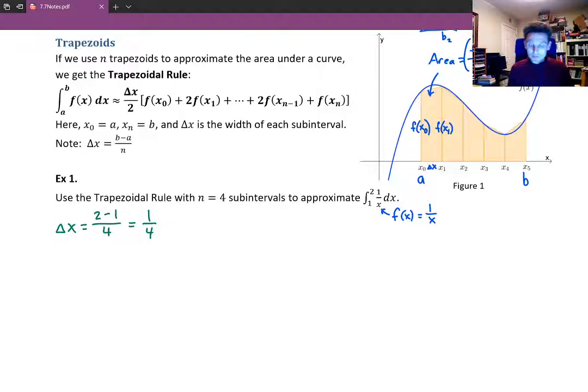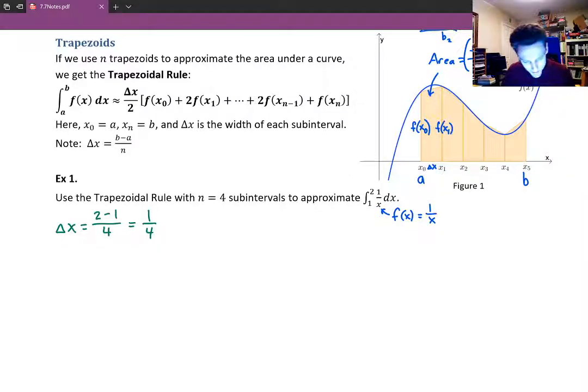Now what we're going to do is try to find all of the function values at the various x values, at the x values that divide up our interval into subintervals. But to do that, we need to get those x values first. And now that we know the spacing between the x values, it's 1/4, we just need to start at 1, that's the starting x value, and keep adding 1/4 to get the next x values until we get to an x value of 2. That's the end of our interval.